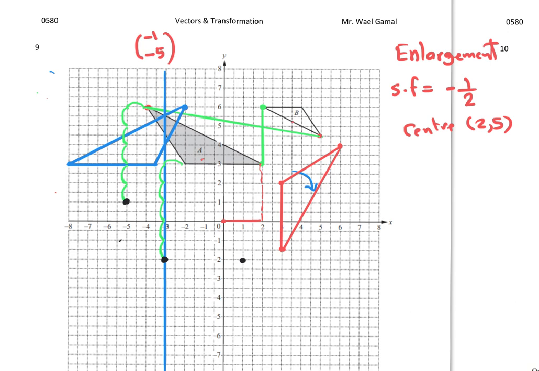This question contains all types of transformation: translation, reflection, rotation, and enlargement. So with this question, you can revise all types of transformation. Now you can solve the rest of the question on your own. So this is the image by translation 1 to the left, 5 down, (-1, -5).